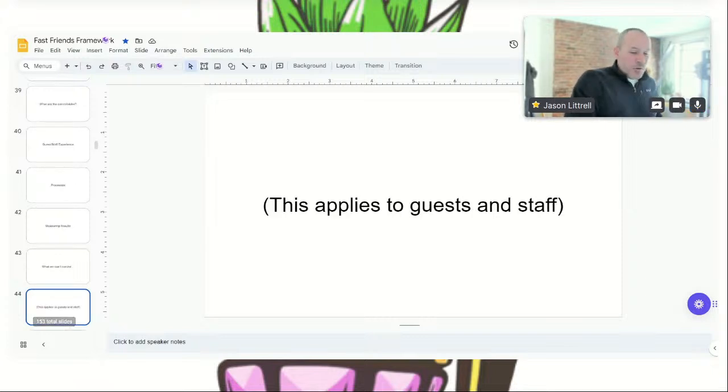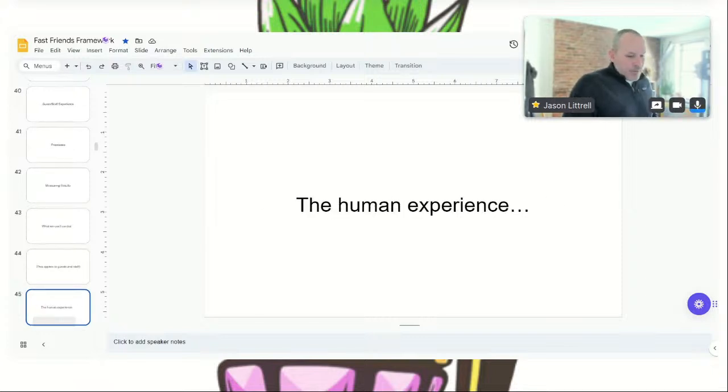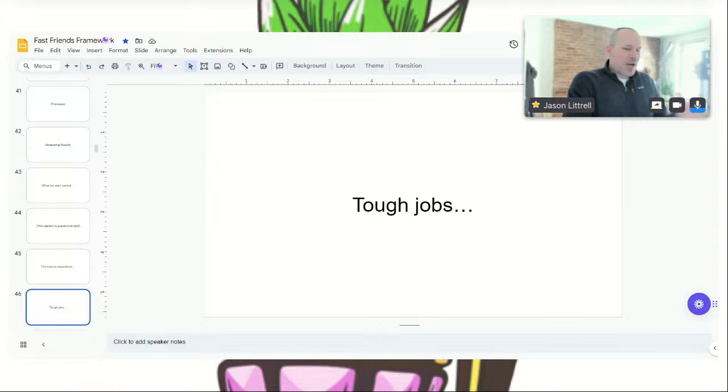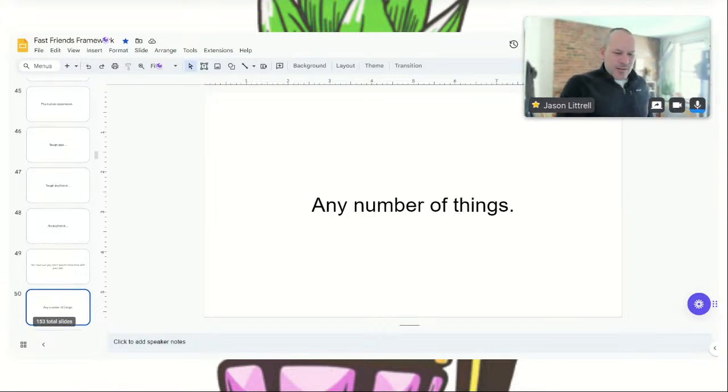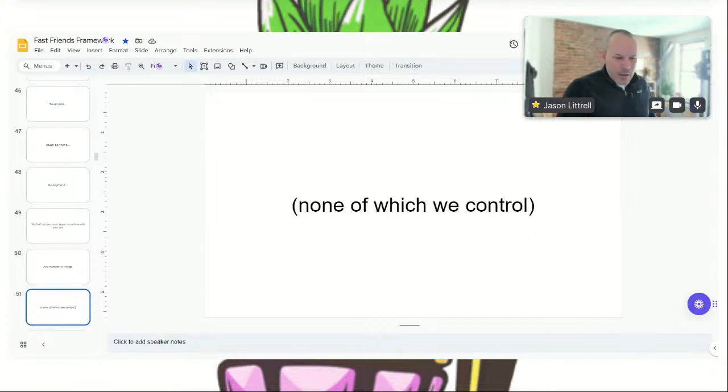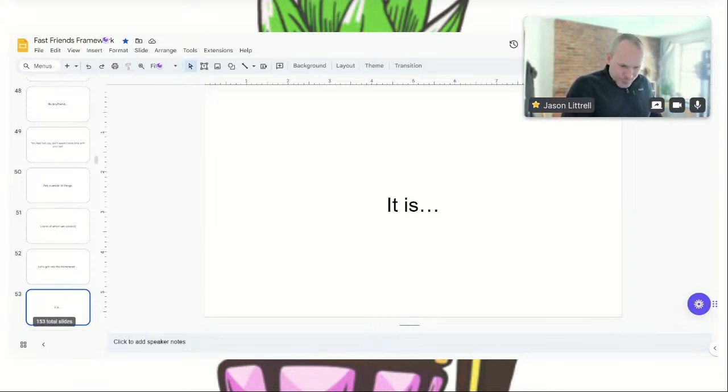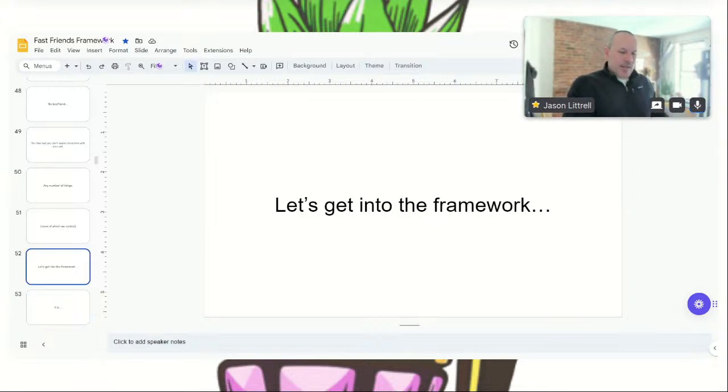What we can't control, and this applies to guests and the staff, is the human experience, the part of somebody's day. They have jobs that they hate. They have a tough boyfriend or a great boyfriend. I don't know. They have no boyfriend. They feel bad that they can't spend time with their pets. They're any number of things. They're carrying around this baggage with them all day long. None of those things we can control, but that doesn't mean that they are going to stop bringing them to us every single day. So let's get into the framework.